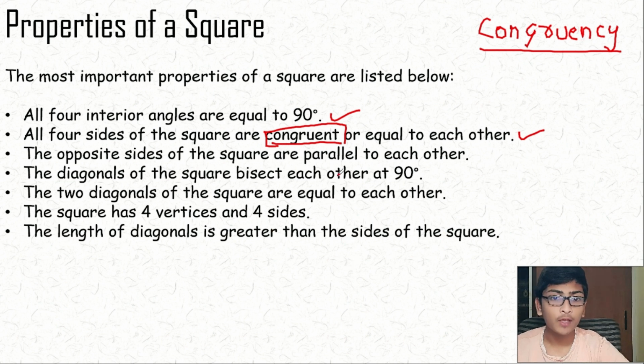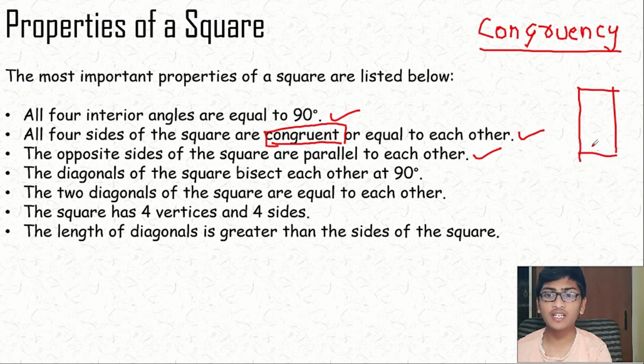And next, opposite sides of a square are parallel to each other. It means you know about parallel lines, I think: two lines which do not meet at any time. These two lines are parallel. Here the sides of the square are parallel. Opposite sides: these two are parallel and these two are parallel. According to this it is just a rectangle, but when you take the reference that this is a square, opposite sides are parallel.